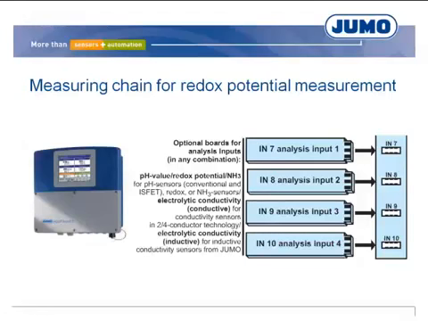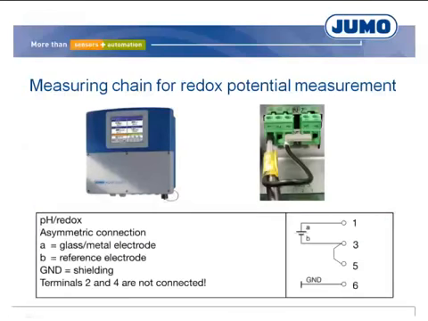In the example, an optional board for redox potential or pH value is used for analysis input 1 or 7. The electrode is connected as follows. The inner core is wired to terminal 1 of analysis input 1. The shielding is connected to terminal 3.